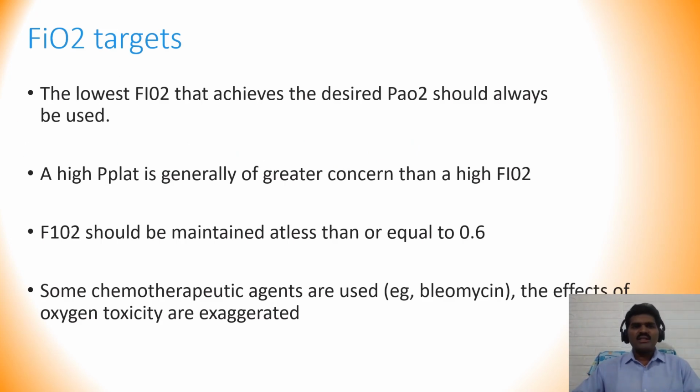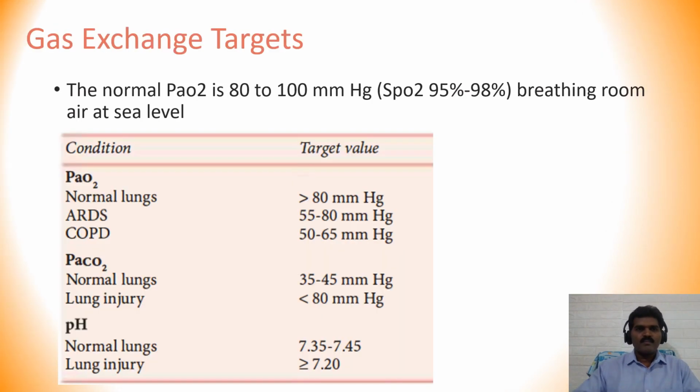FiO2 targets. The lowest FiO2 that achieves the desired PaO2 should always be used. A high plateau pressure is generally a greater concern than high FiO2. FiO2 should be maintained at less than or equal to 0.6. Some chemotherapeutic agents are used, like bleomycin. The effects of oxygen toxicity are exaggerated, so avoid these drugs. Gas exchange targets. Normal PaO2 is 80 to 100 millimeters of mercury. Again, it depends on the age of the patient.